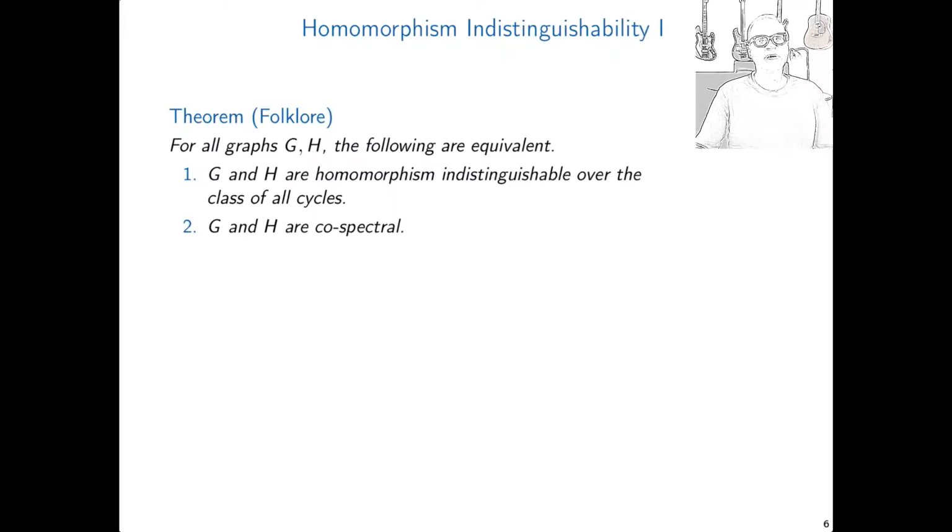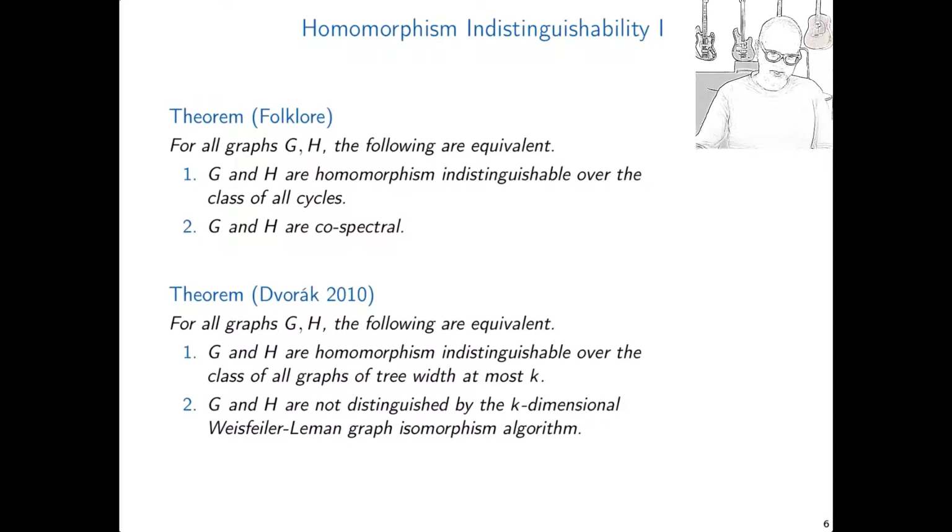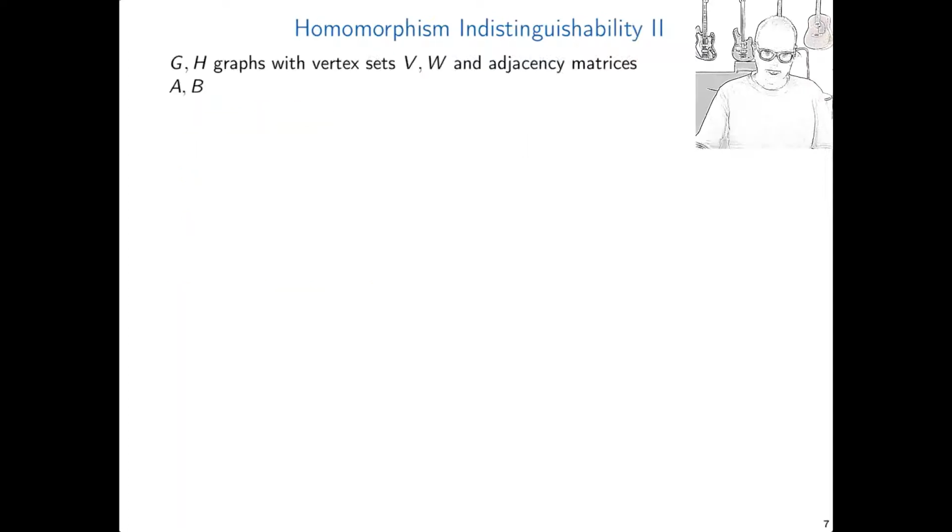The usual way of phrasing this result is in terms of closed walks, but closed walks are just homomorphic images of cycles. Second result, due to Dvorak, it's 10 years old, and it says that 2 graphs are homomorphism indistinguishable over the class of all graphs of tree width at most k, for some positive integer k, if and only if they are not distinguished by the k-dimensional Weisfeiler-Leman graph isomorphism algorithm.